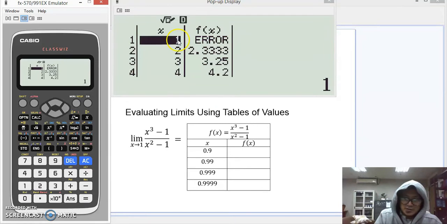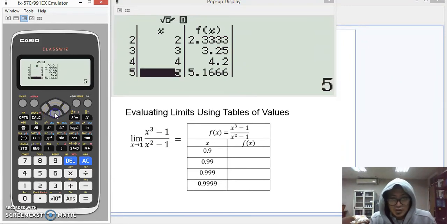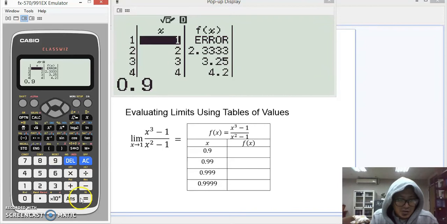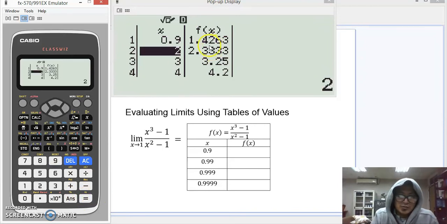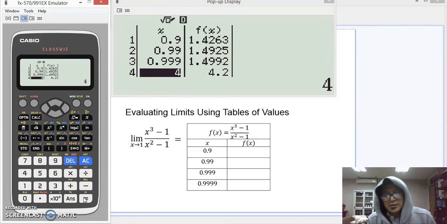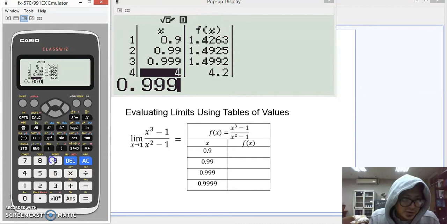You see that for x equal to 1, there is an error for f of x because 1 squared minus 1 would be 0, a zero denominator. You can press the arrow keys to change each value. Now doing the table here, we have 0.9. Just type 0.9 over the existing number, and it will be edited into 0.9. So the corresponding value is 1.4263 for f of x. Next would be 0.99. Put that there, and then 0.999. You see the convenience of using this mode of the calculator, the table mode. The values are already appearing in an instant.